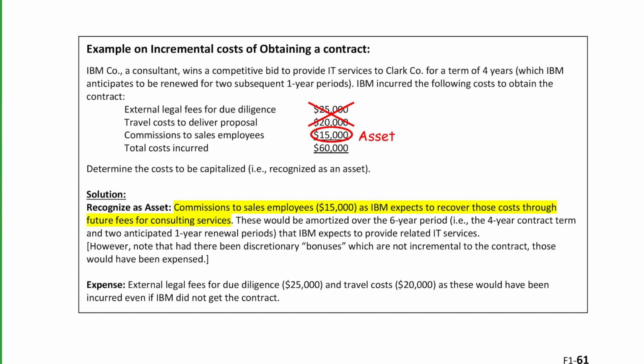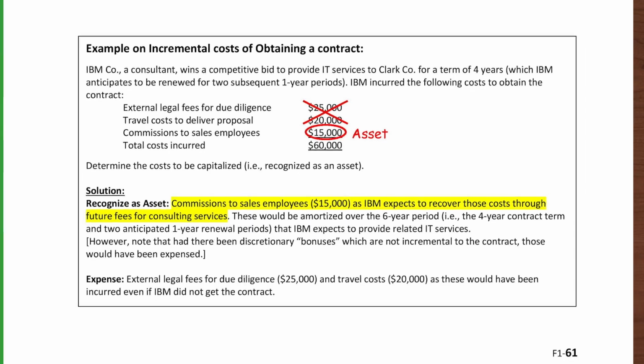So guys, if you're understanding, IBM would naturally not have paid the commission to the sales employees had IBM not obtained the contract. But external legal fees and travel costs were incurred irrespective of IBM getting or not getting the contract. And that's the reason why these commissions, which IBM pays to its sales employees, are capitalized as an asset and amortized over 6 years.